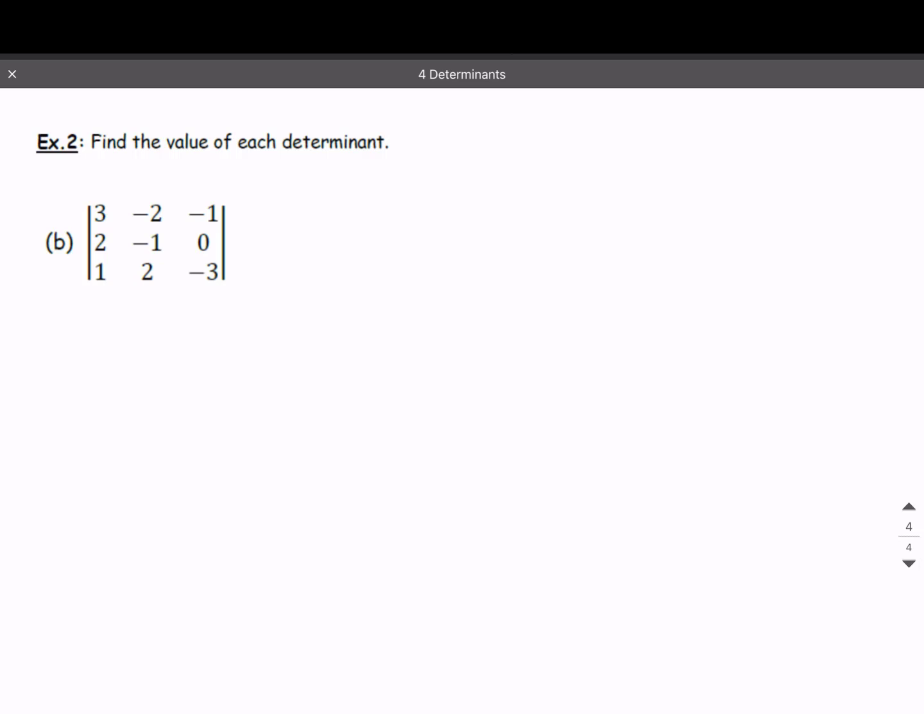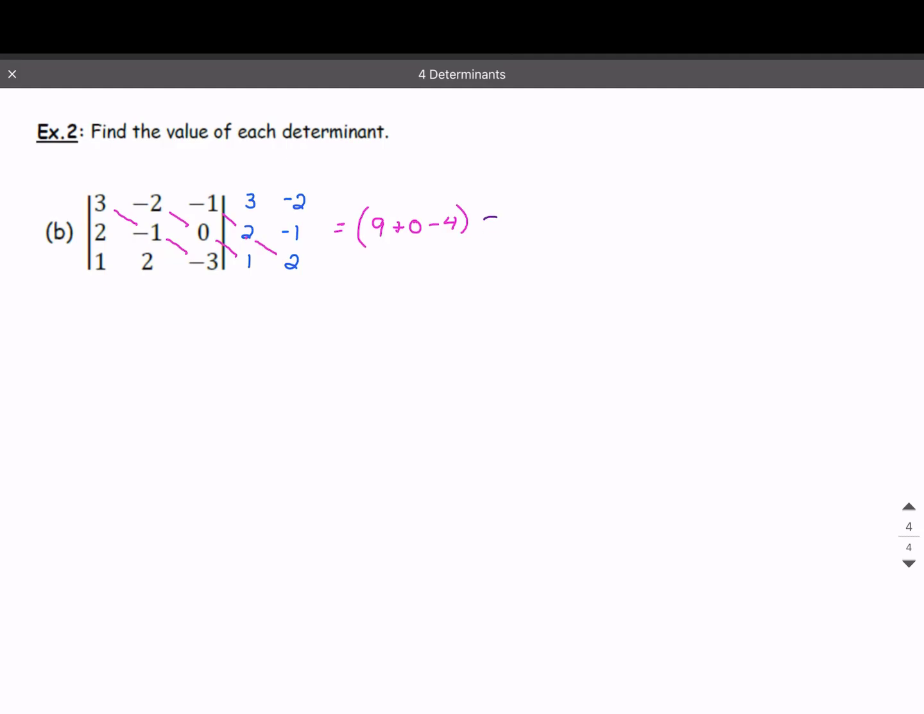Okay, so here's our 3 by 3 determinant this time. We're going to copy the first 2 columns. 3, 2, 1. Then -2, -1, 2. Okay. Open parentheses. We're going to do the downward diagonals. 3 times -1 is -3. So -3 times a -3, that's a +9. The next diagonal, -2 times 0 times 1, that's 0. -1 times 2 times 2. 2 times 2 is 4, times -1 is a -4, minus, now we're going to do the upwards.